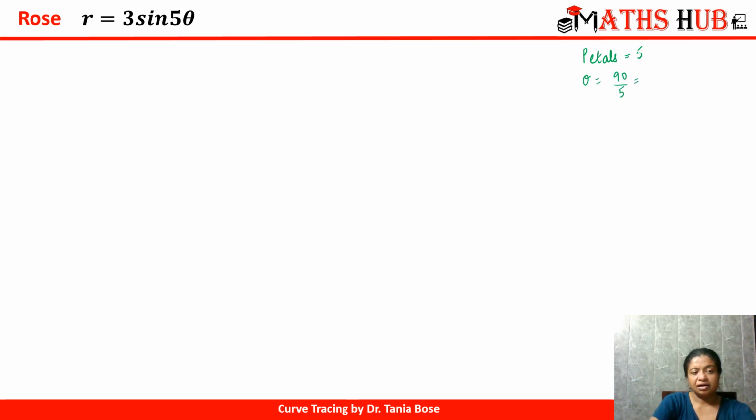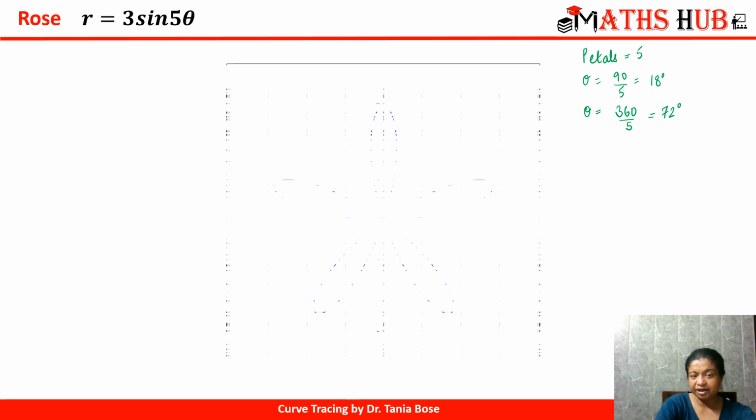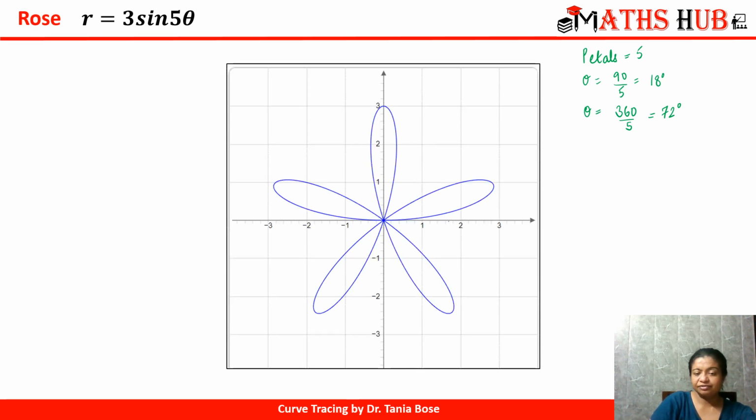That is 90. So 90 by 5 will give you 18 degrees. And the rest of the leaves will occur at a shift of 360 by 5, that is at a shift of 72 degrees, right? So here you can see that the first petal is occurring at an angle of 18 degrees, and the next ones are occurring at a shift of 72 degrees, right? All these are occurring at a shift of 72, right?